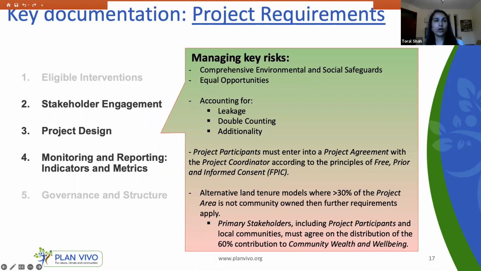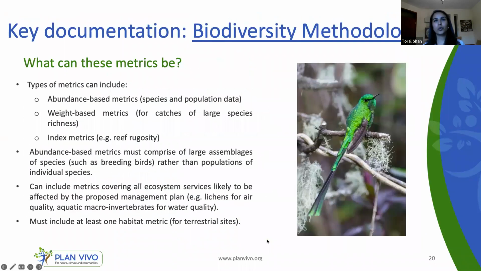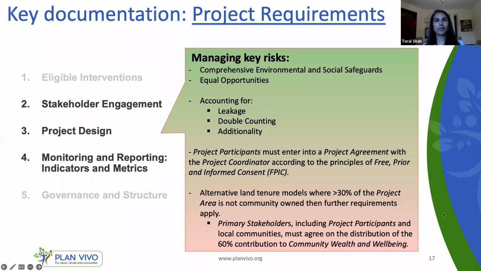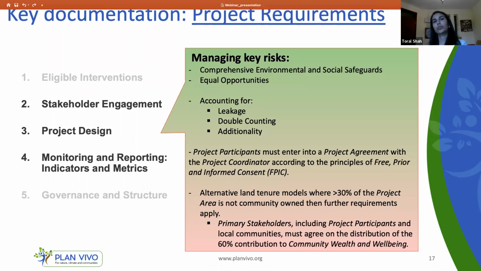Finally, we are exploring alternative land tenure models where more than 30% of the project area is not community owned. When this is the case, there are further requirements, including that primary stakeholders, including project participants and local communities, must agree on the distribution of that 60% that should directly be given to community wealth and well-being.